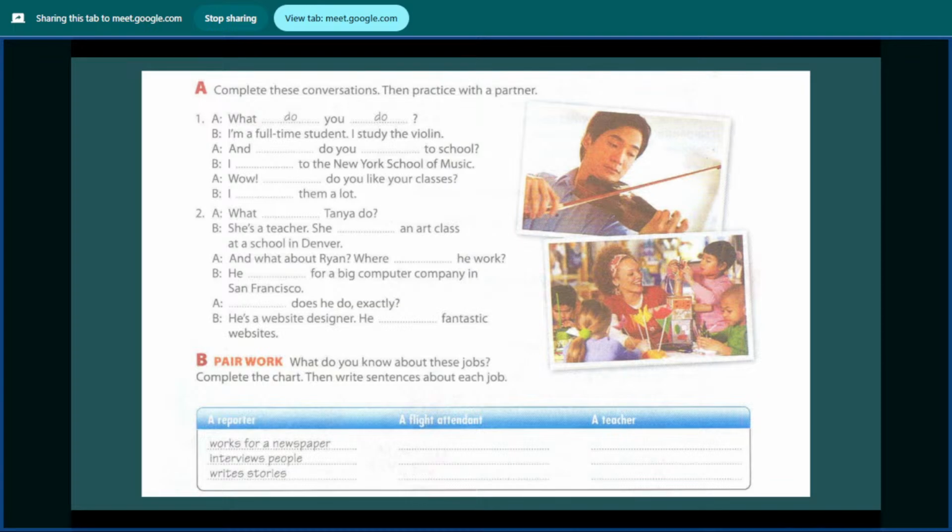What does he do exactly? He is a website designer. He designs or makes fantastic websites.